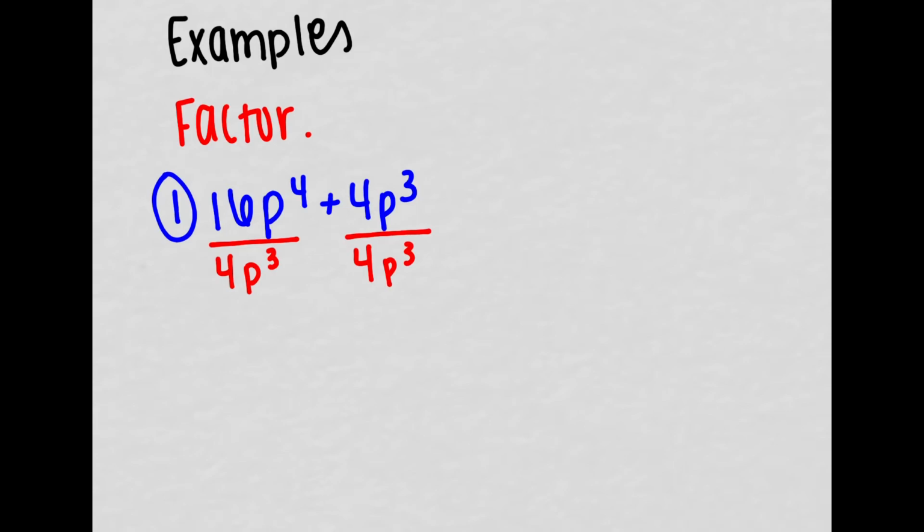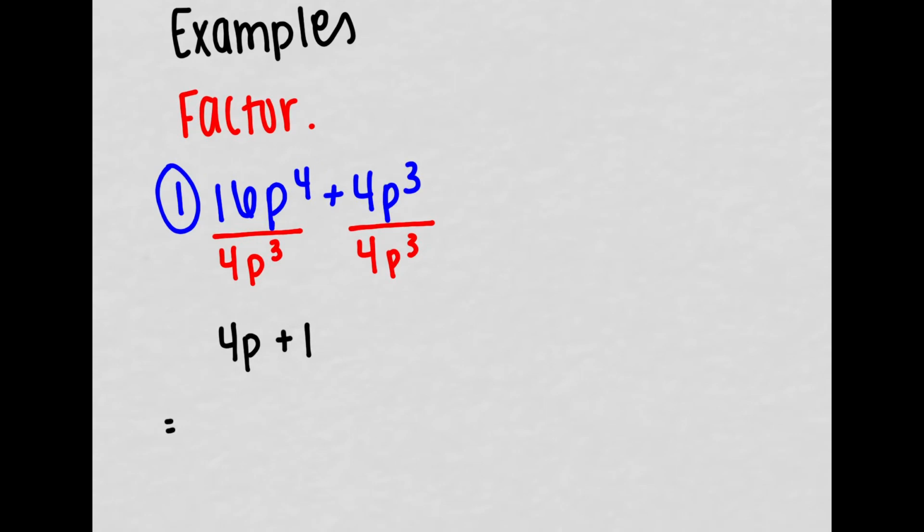So I have 16p to the 4th divided by p cubed. I first do 16 divided by 4, which gives me 4. And then p to the 4th divided by p cubed means I'm taking 3 of those p's out, and I'm just left with 1p. Plus 4p cubed divided by 4p cubed. Anything divided by itself just leaves you with 1. So that's what I'm left with, but my factored form, remember, you have to put whatever you divided by, so 4p cubed, and then whatever was left over, plus. So I end up with 4p cubed times 4p plus 1.